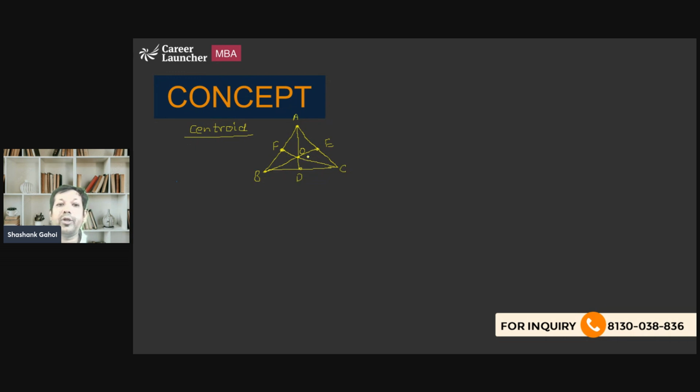So there are going to be a total of 6 triangles, and the area of all 6 triangles is equal. So if, let's say, the total area is 6, then the area of each triangle is going to be 1. So that is the first property of a centroid.